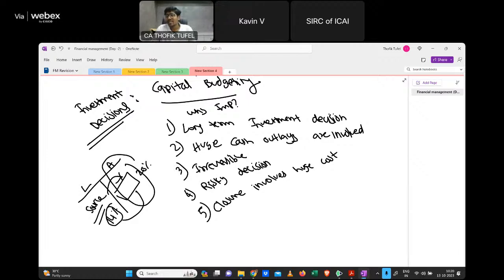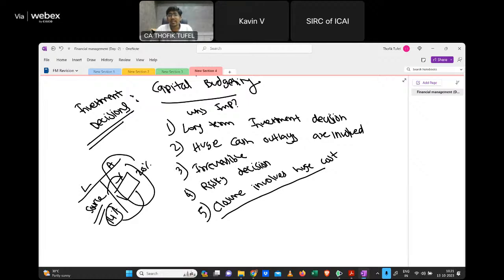Now it is a long-term decision, correct? You cannot say that today I will take a car and after 1 month, if I'm not satisfied, the mileage is not correct, or maybe the car is not running smoothly, I will sell the car. What will happen? Only half the price you will get, in the second-hand market. So if the wrong decision is made, the closure involves huge cost. 20 lakh rupees, you use it for 1 month, you're not feeling very good.